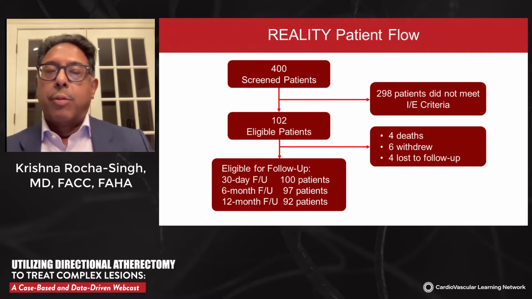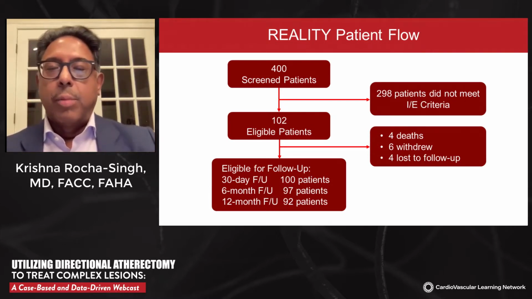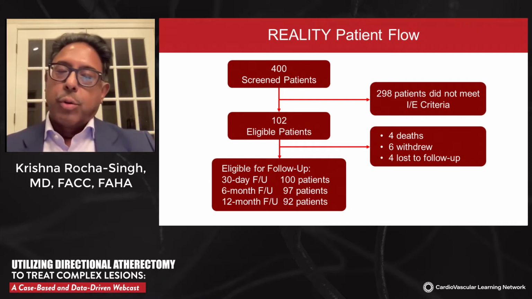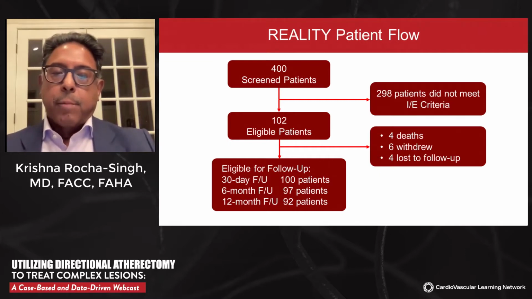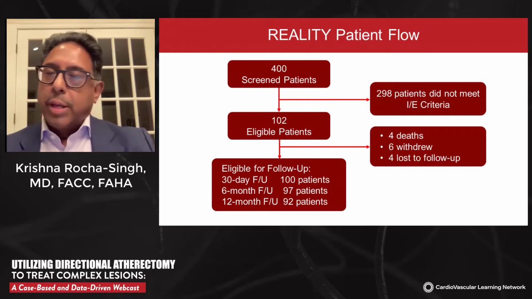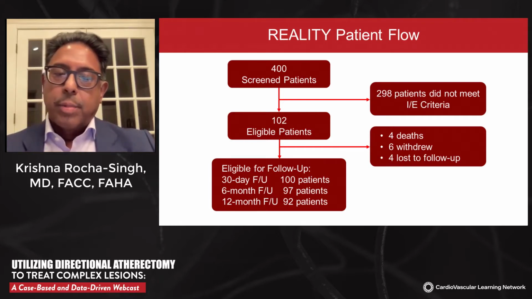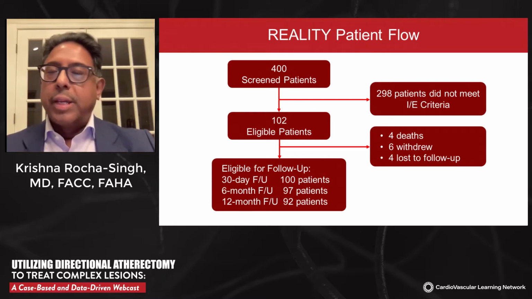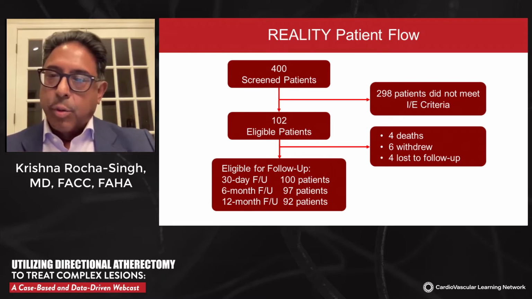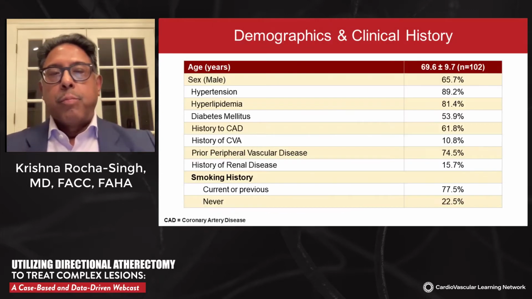We enrolled 102 patients, and there to your right, you see the patients that during follow-up either expired, withdrew, or were lost to follow-up. At the bottom, you can see that we had 100 patients reaching 30-day follow-up, 6-month follow-up, and 92 patients in this very difficult to enroll cohort reached 12-month adjudication.